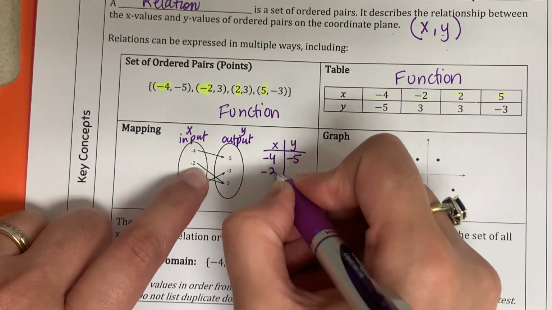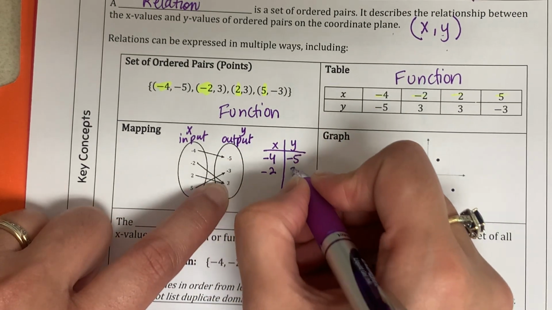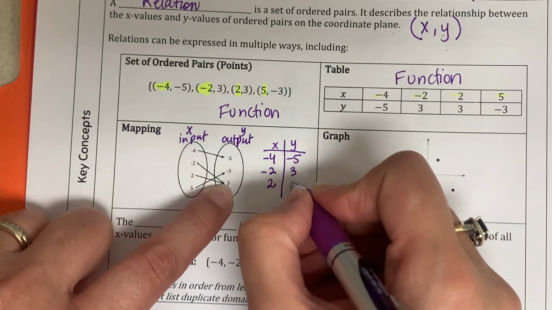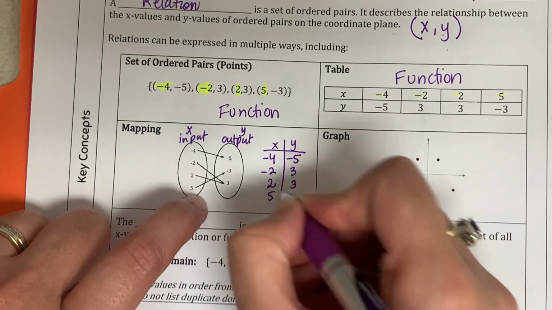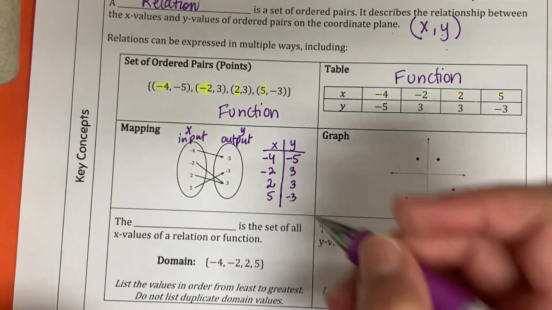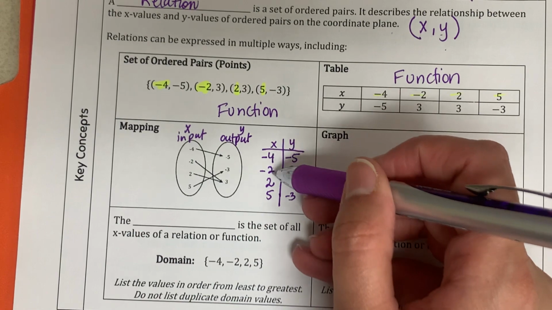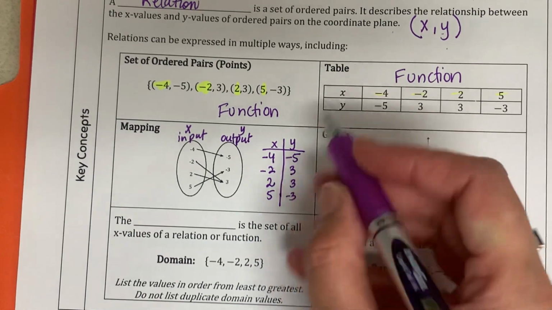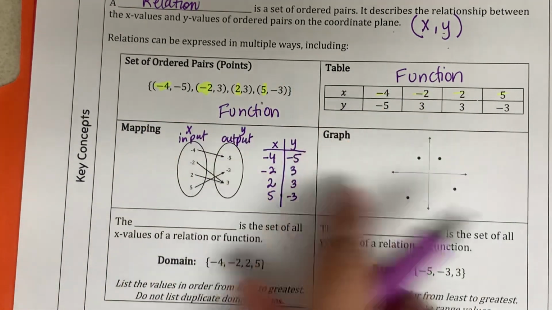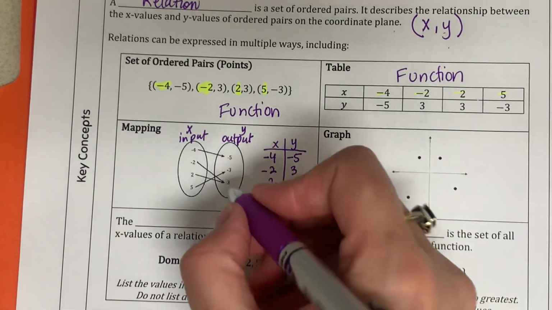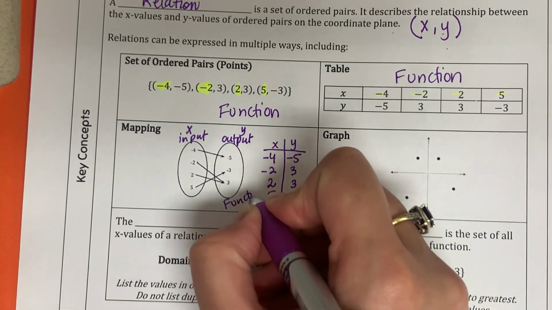When x is -2, look at the line, it is going down to 3. When x is +2, it is +3. When x is 5, it is -3. So you can make a table out of a mapping and you still can see all the values are different. This is a function. If you notice, these are the same representation of the same thing. So this is also a function.